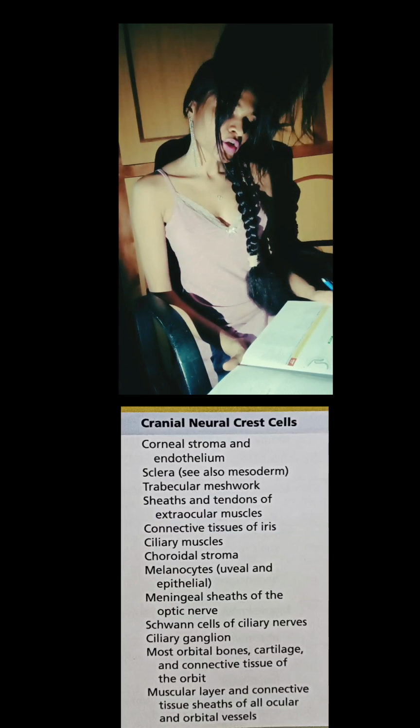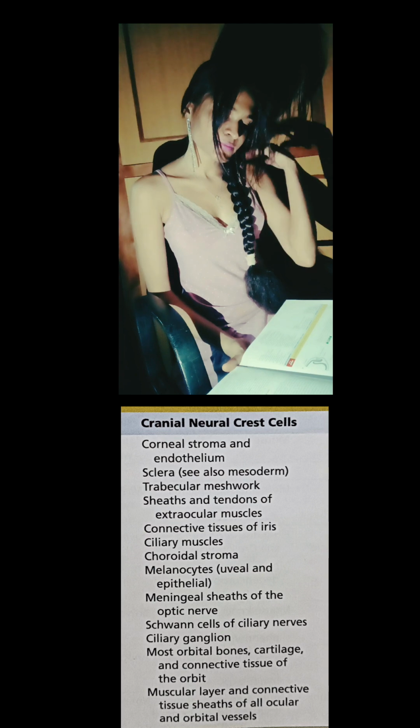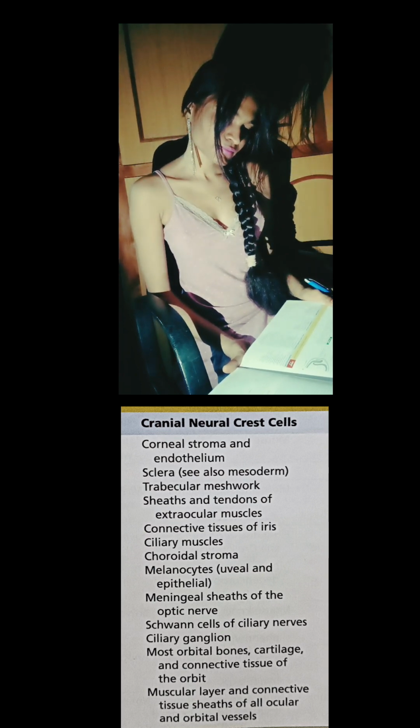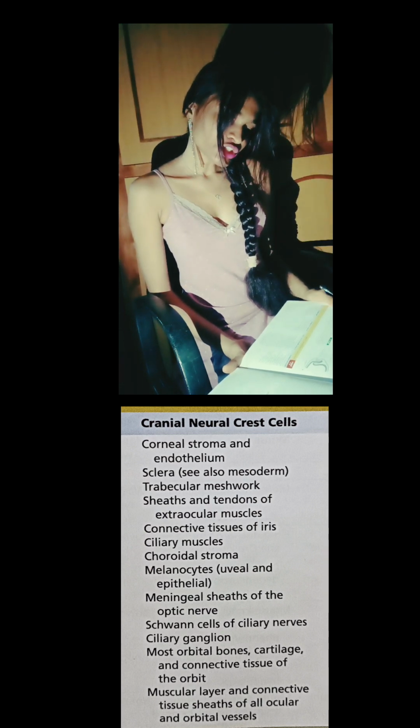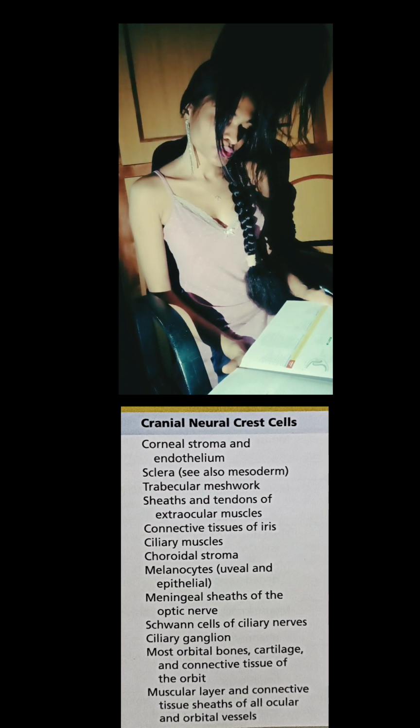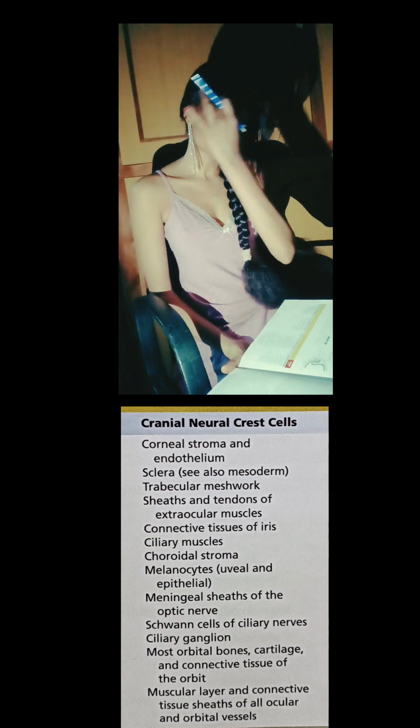the following structures develop: corneal stroma and endothelium, sclera (see also mesoderm), trabecular meshwork, sheaths and tendons of extraocular muscles, connective tissues of iris, ciliary muscles, choroidal stroma, melanocytes, uveal and epithelial melanocytes, meningeal sheaths of the optic nerve, Schwann cells of ciliary nerves, ciliary ganglion, most orbital bones, cartilage and connective tissue of the orbit, muscular layer and connective tissue sheaths of all ocular and orbital vessels.